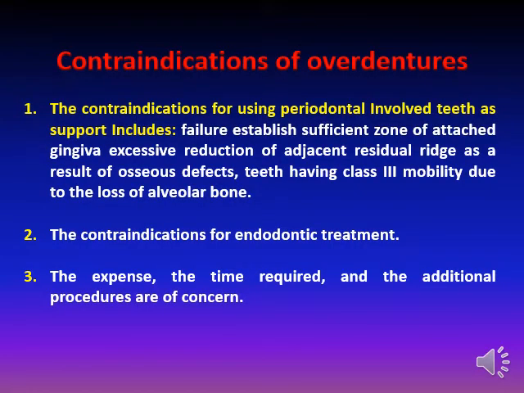Contraindications. Contraindications for using periodontally involved teeth as support include failure to establish a sufficient zone of attached gingiva, excessive reduction of the adjacent residual ridge as a result of osseous defect, and teeth with grade 3 mobility. Also, contraindication for endodontic treatment: the expense, the time required, and the additional procedures are of concern.